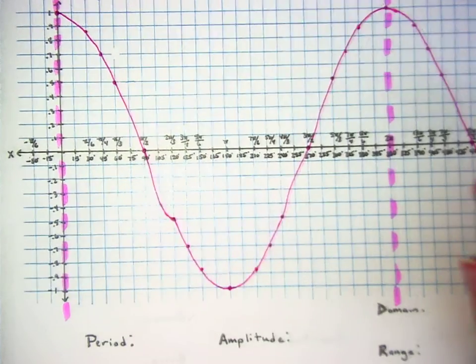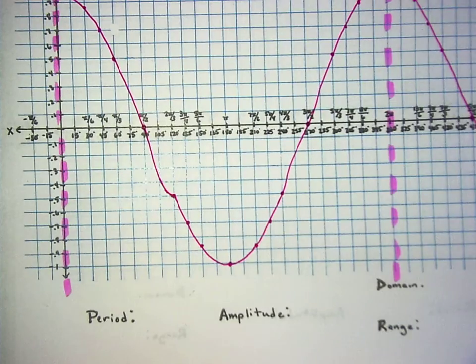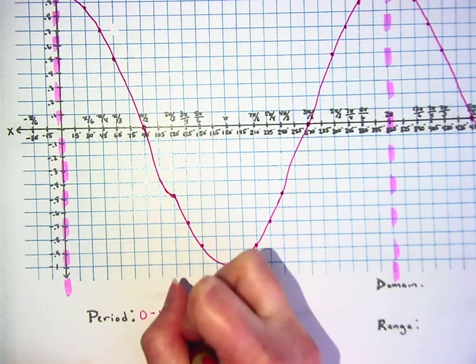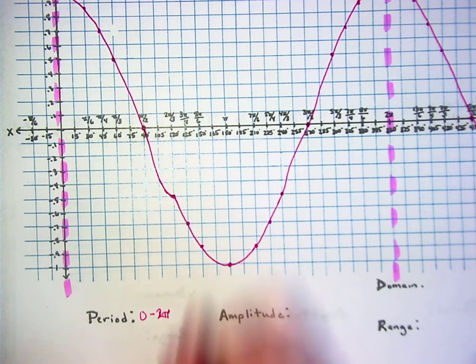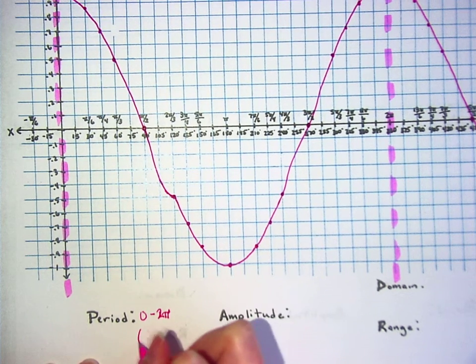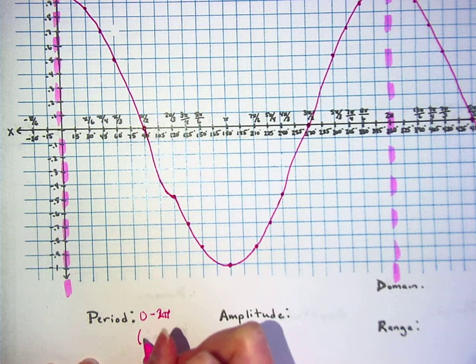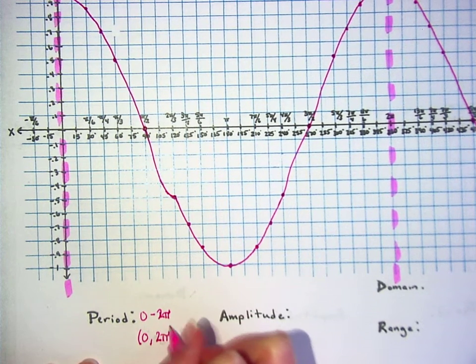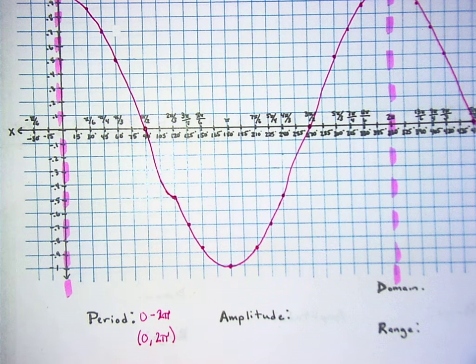So on the bottom, you see where those labels are? For a period, you can do from 0 to 2 pi. Now, people usually write this not with a dashed line, but as parentheses, as 0 to 2 pi. That is how you're going to see me writing it.